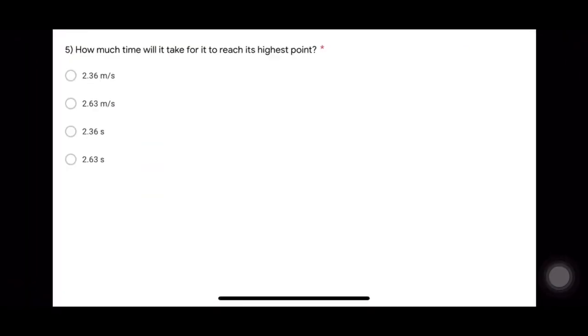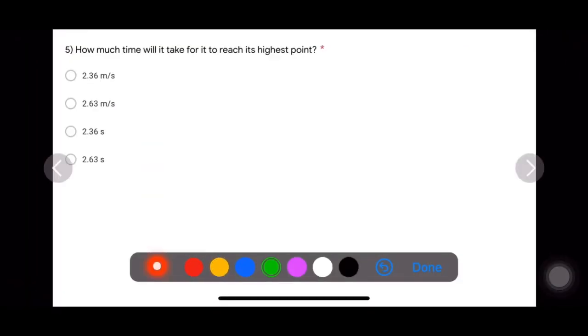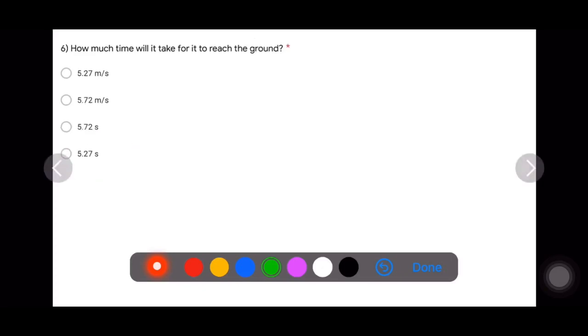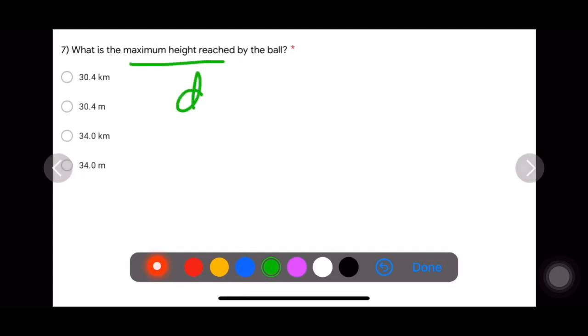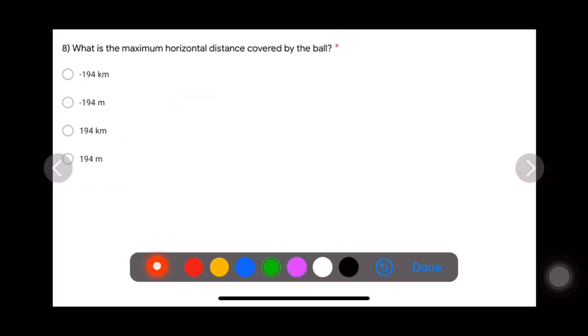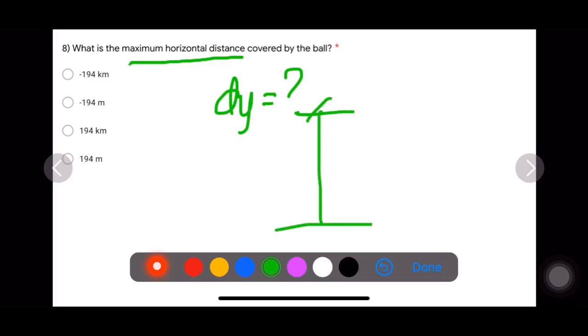Okay, let's look at our choices. Right, so earlier, the answer is 2.63, right? So this is the answer for number 6. The time for it to reach the ground is 5.27. Okay, now, the maximum height, the dy, is 34.0 meters. And the last one, the maximum horizontal distance, that's dy. So it's just simply the maximum height position. The position along the y-axis.